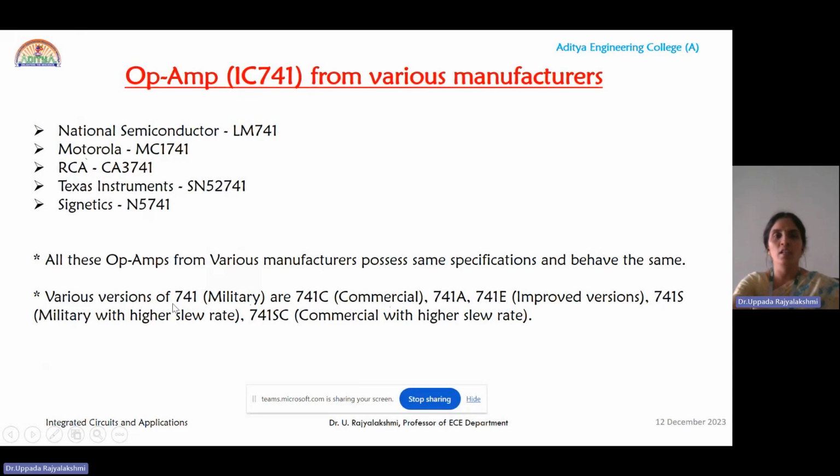The various external versions of 741 are 741C, which is for commercial, and 741A and 741E, which are the advanced and improved versions. 741S is military with higher slew rate, and 741SC is commercial with higher slew rate.